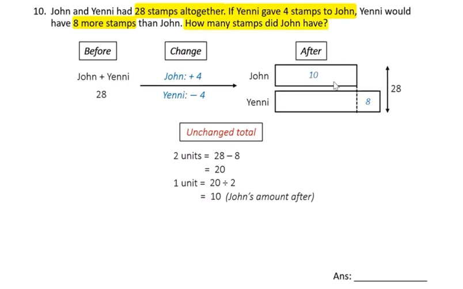But then a lot of people will tell me, teacher, my answer is 10. But if you read your question carefully, do you see the word if? It means assuming that Yanni gave 4. This will be the outcome. John will have 10. So if she doesn't, that means you need to work backwards. So you must take 10 minus 4. Your answer is 6 stamps. Understand?